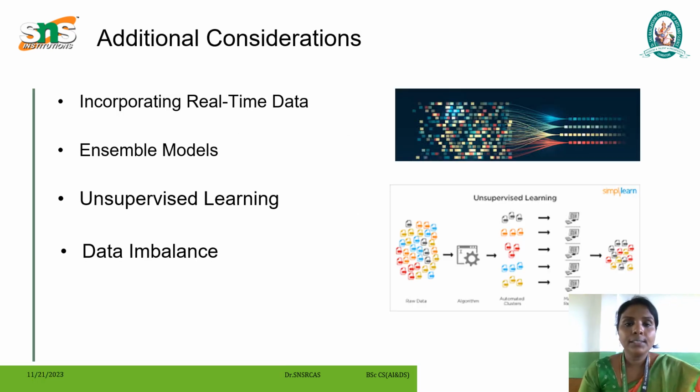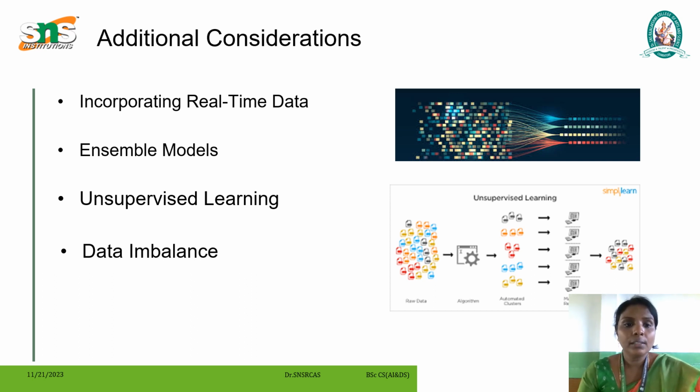Next, we see the additional considerations in fraud detection in financial transactions. There is incorporating real-time data. It is to explore methods for handling real-time transaction data to improve the system responsiveness. Next one is ensemble models. It is used to consider using ensemble methods to combine the predictions of multiple models for enhanced fraud detection.